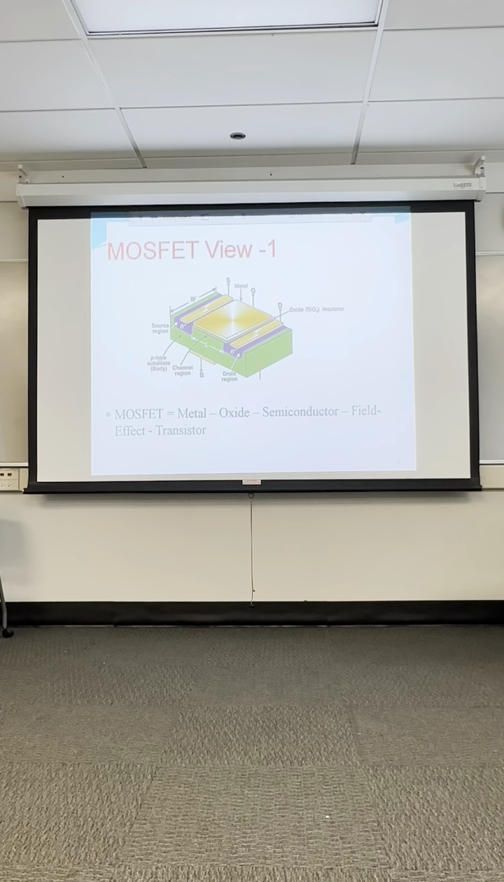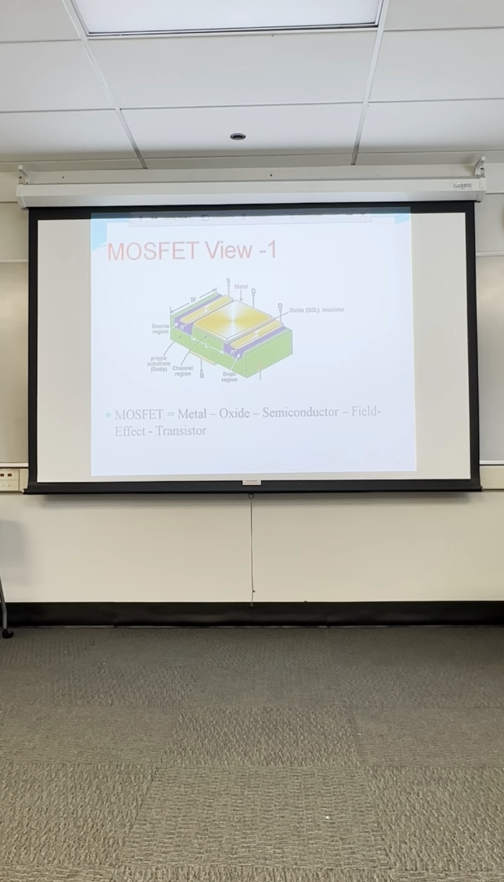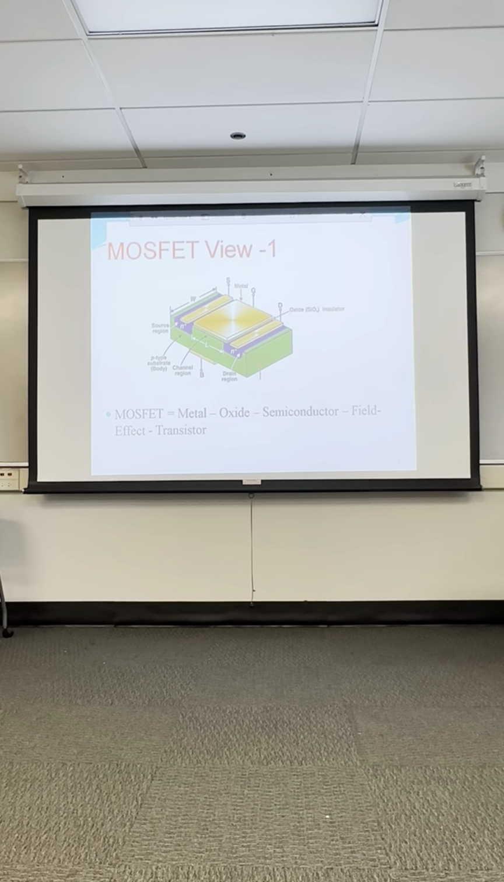In the middle here is the gate. This gate has a width W and a length L, and we'll find that the width and the length are used to control the current in the transistor. And then we notice this silicon oxide layer underneath the gate right here.